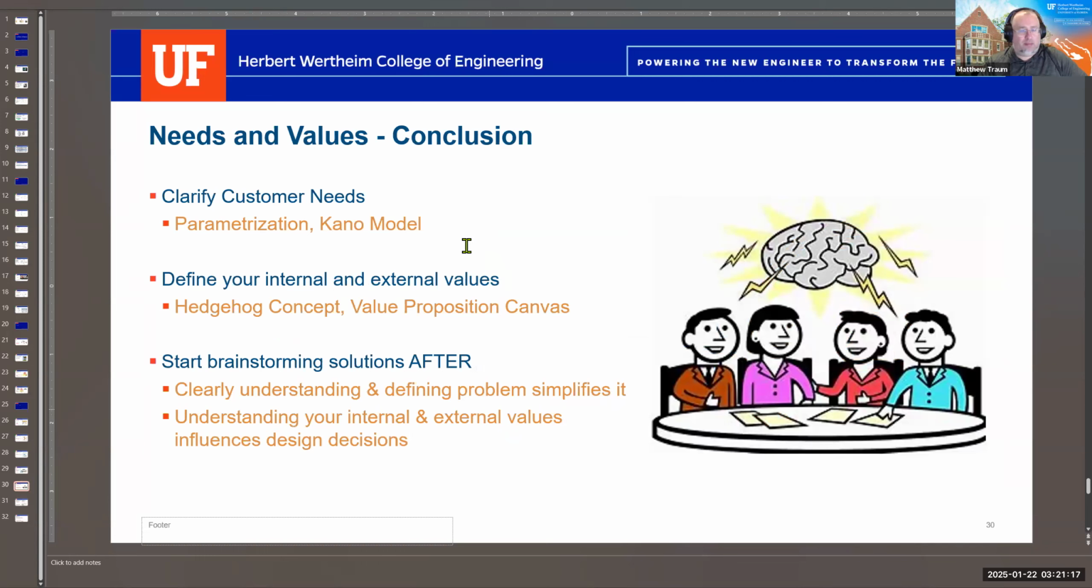Okay, so by showing you this slide, I'm assuming that you watched all four sub lectures that are represented in this series. The first one was parameterization, the second one was kennel model, then there was hedgehog concept, and then there's this one, which is the value proposition canvas. The first two, parameterization and kennel model, are meant to clarify and quantify the customer needs. And then defining your internal and external values is done through the hedgehog concept and the value proposition canvas.